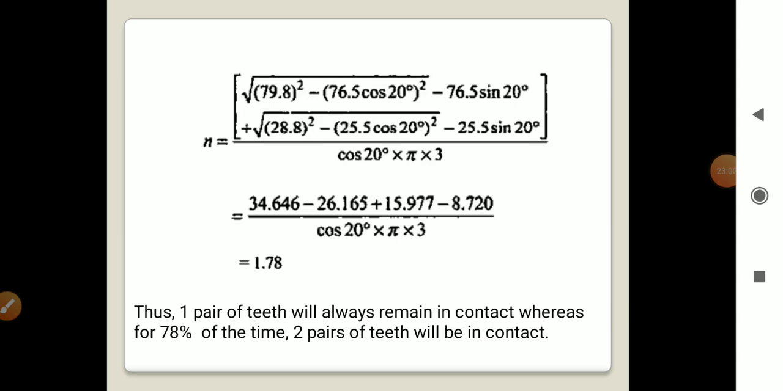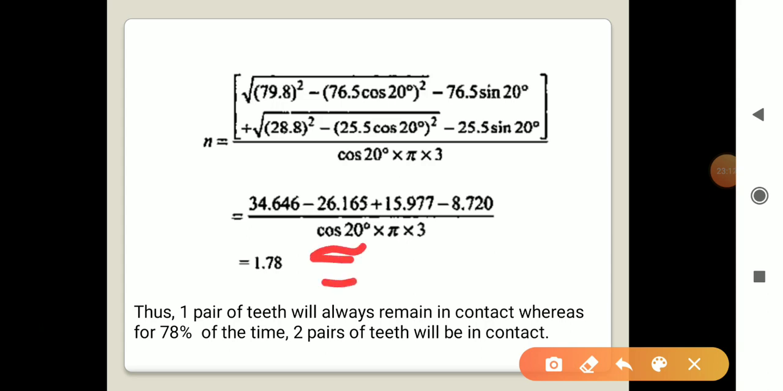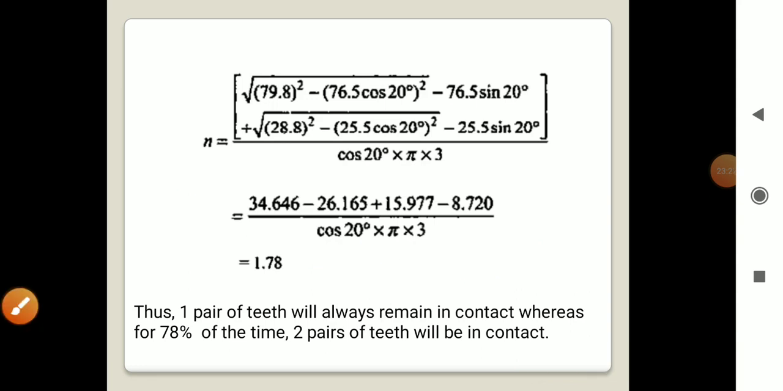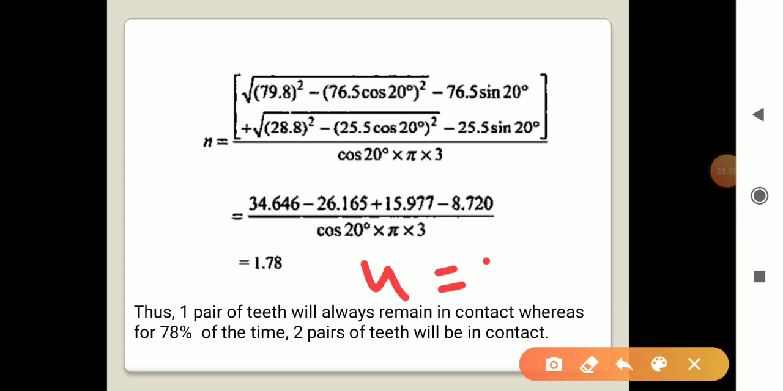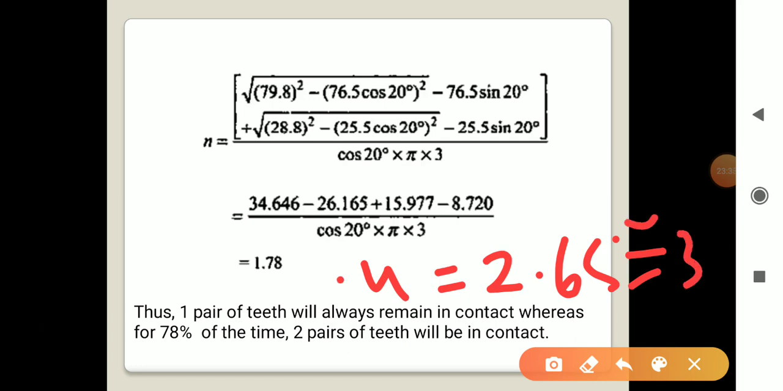So we can state it like this, or we can simply say 2 instead of 1.78. Always, if we get the value of n in fraction, suppose we get n equal to 2.65, instead of this we can write 3, or we can state that 2 pairs are always in contact with each other, and the third tooth will be in contact 65% of the time.